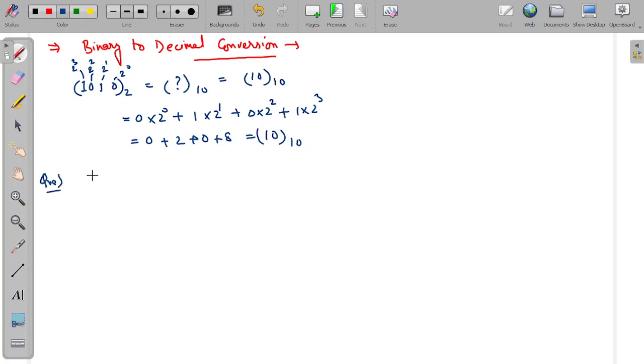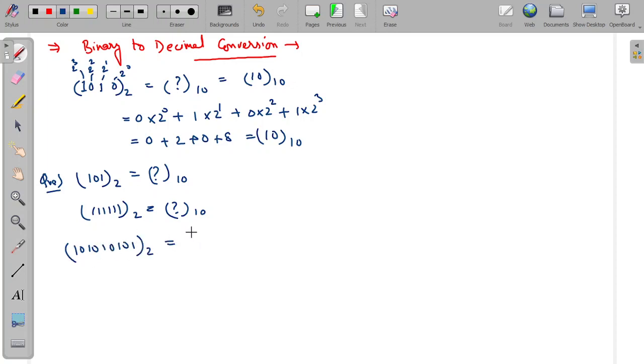I can give some numbers to practice for. 101 is what in decimal, and then 11111, let's say, is what, or 101010101 is what, or 100000000 is what in decimal.